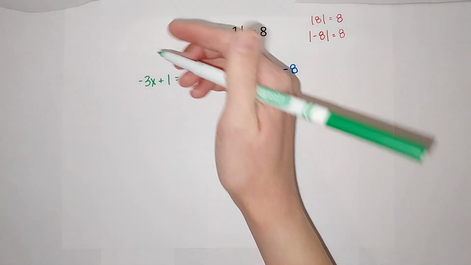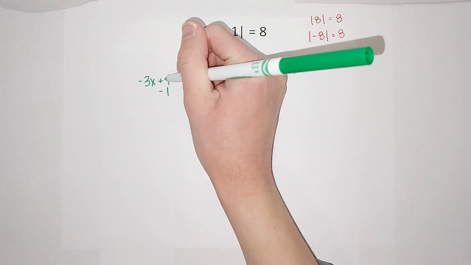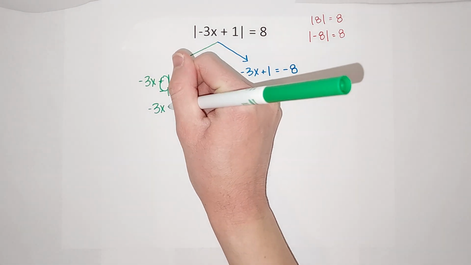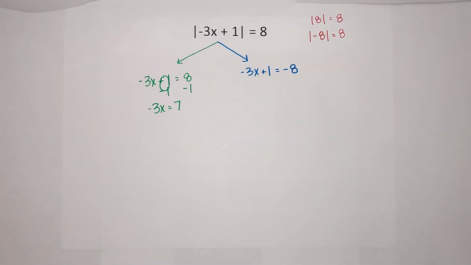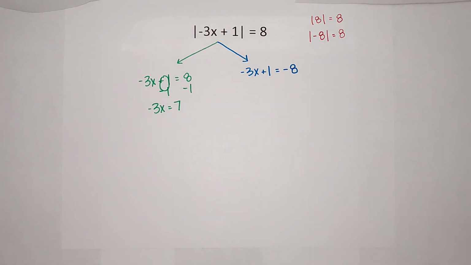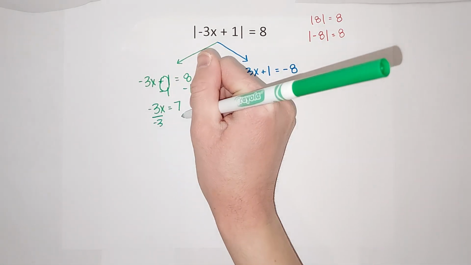So I want to get x alone, so first I'm going to get rid of that positive 1 by subtracting 1 from both sides. So then I'm left with -3x equals 7, okay? The -3 and the x are being multiplied. So to undo that, I'm going to divide. So I'm going to divide by -3, okay?